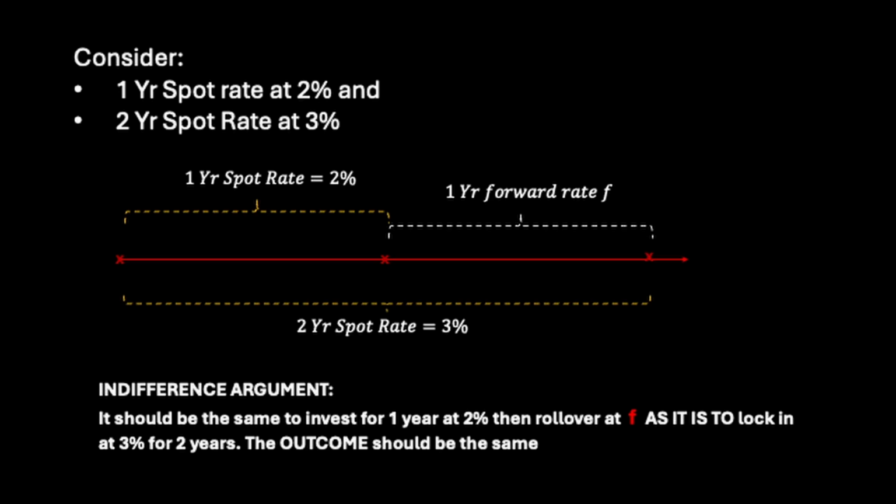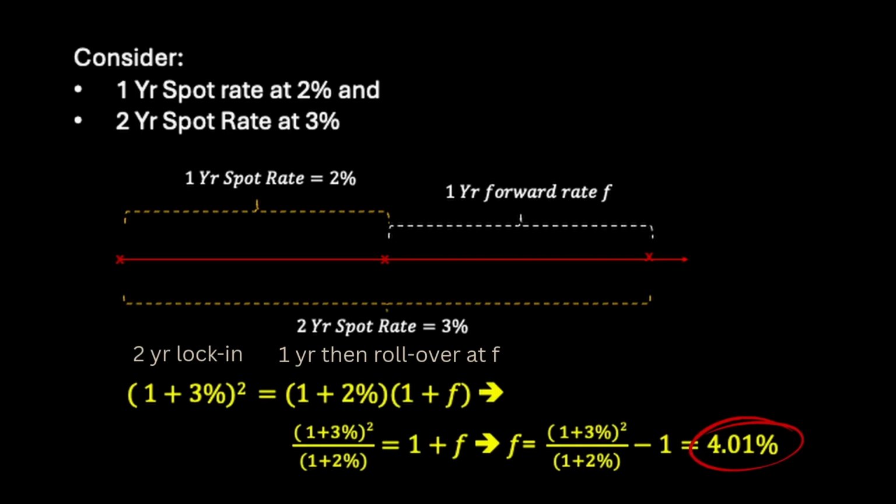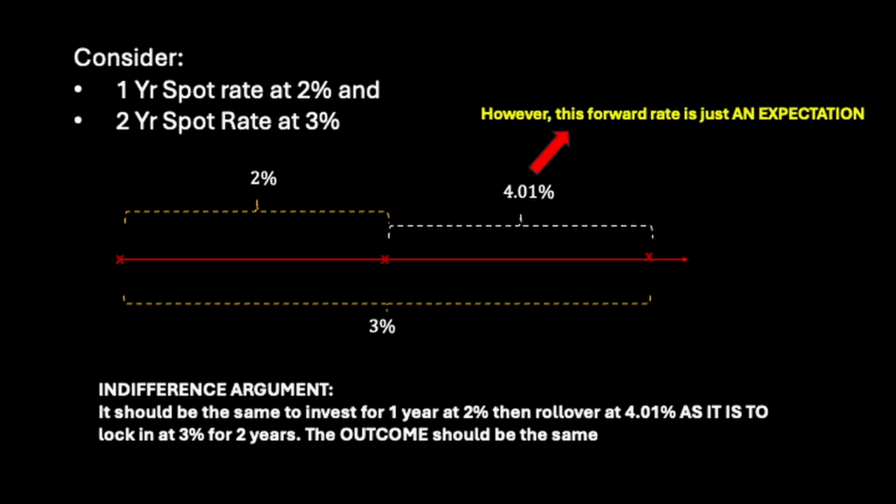Given this, then the indifference argument will give us the following equation of value. Therefore, the forward rate should be 4.01% by this argument. Please note, however, that this 4% number is merely an expectation by argument. We cannot expect that this 4% will magically surface a year from now without doing anything extra, because if we simply do nothing, then we are open to reinvestment risk in a year's time, and there is no assurance that the actual 1-year rate at that point will be 4.01%.